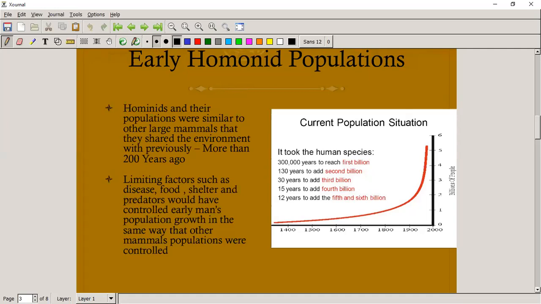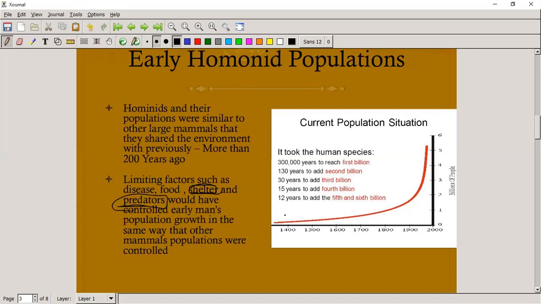This was mainly because, as we said already, of food scarcity, and disease also affected that. We didn't have such good medical care, so diseases would control numbers. Shelter was also a factor, and this is not up to just the 1800s, this is a bit before that. You lived in a cave or wherever there was a space to stay, and we didn't create our own homes yet. This is now 2,000 to 4,000 years ago. And predators would have controlled early man's population growth, so we would have been a lot more vulnerable to predation.